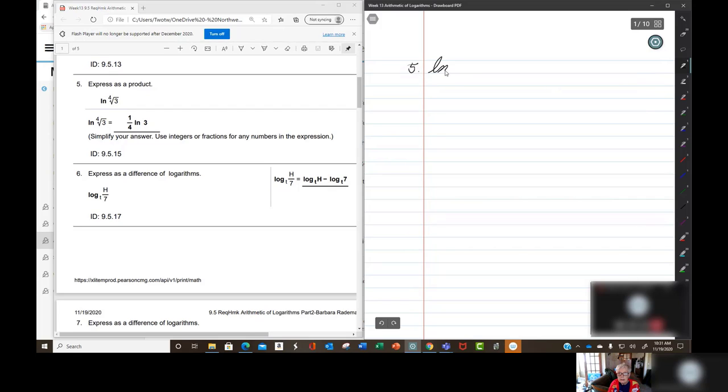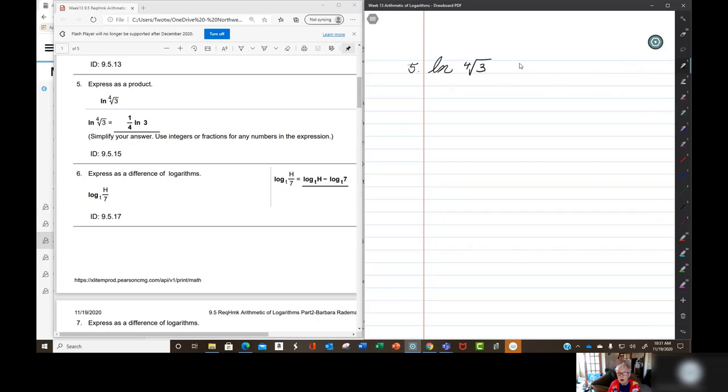We're going to take the ln of the 4th root of the square root of 3. And of course, we need a few notes. Those notes are namely that the ln is log base e. And another note is that e is about 2.7, so it's a number. Just to help anybody reading it.